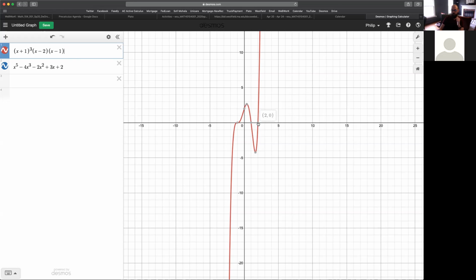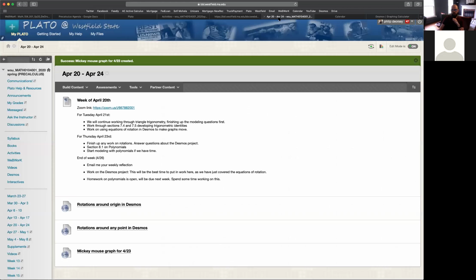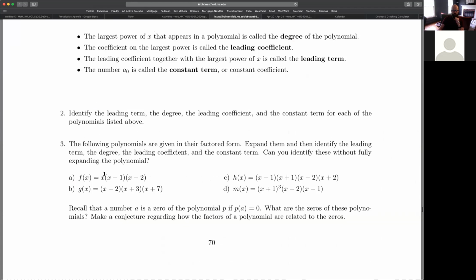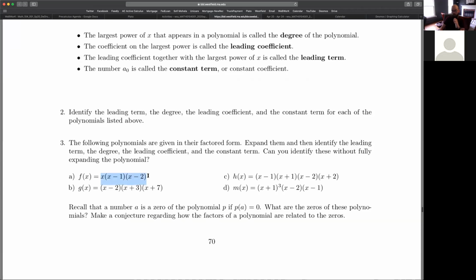Right, so this zero right here, 2, 0, goes along with this factor. If I plug in 2, it's going to make this term equal to 0: 2 minus 2 gives me an output of 0. And this zero right here, 1, goes along with this one, and -1 goes along with this one. So if we go back to our notes, what are the zeros of this? 1, 2, and 0.